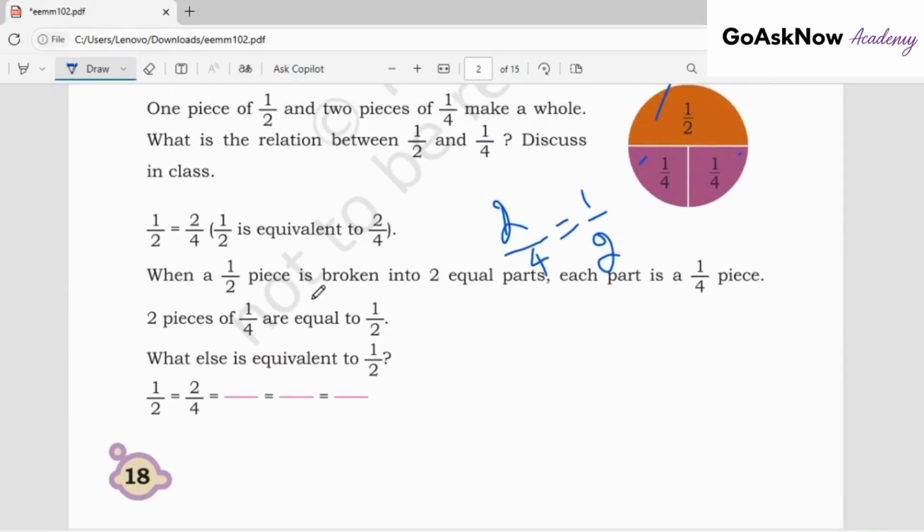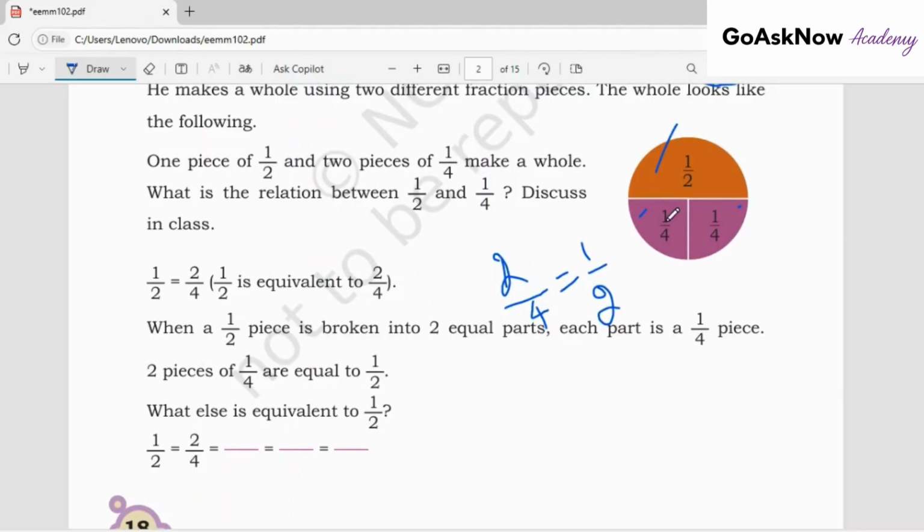Two pieces of 1 by 4 are equal to 1 by 2. What else is equal to 1 by 2? 1 by 2 is equal to 2 by 4, then 3 by 6, 4 by 8, and 5 by 10.